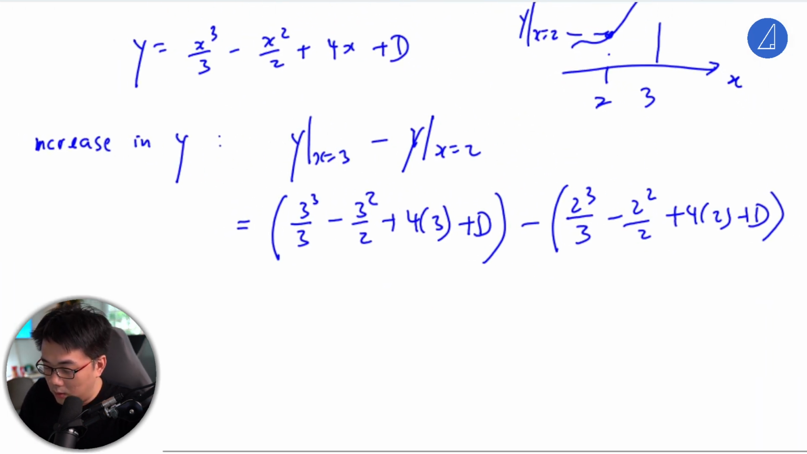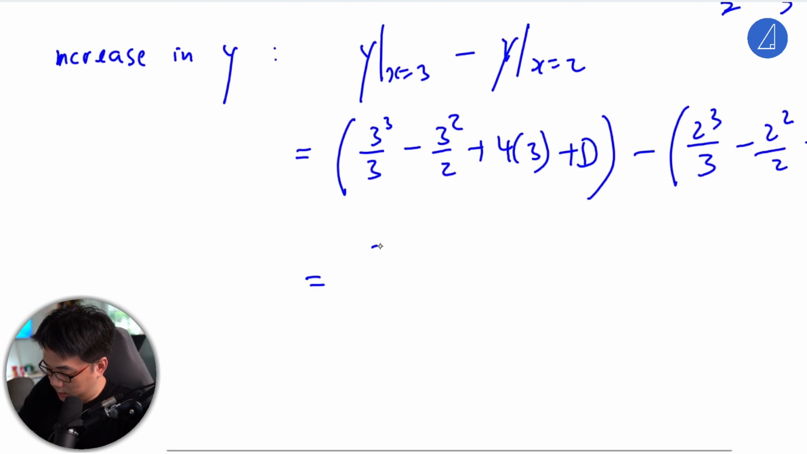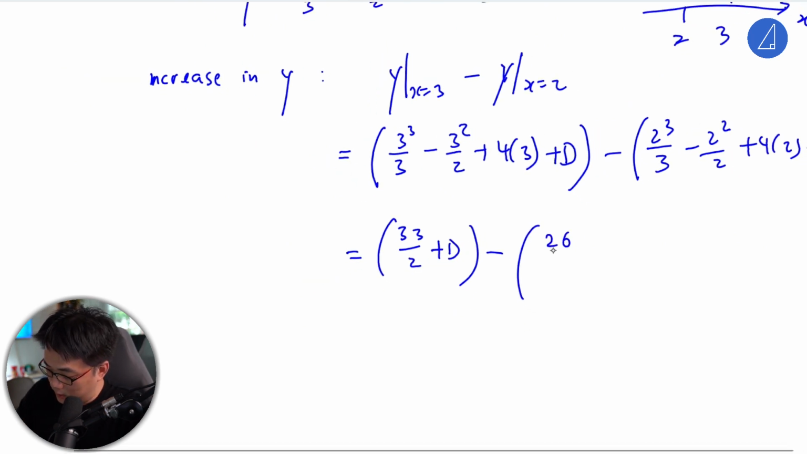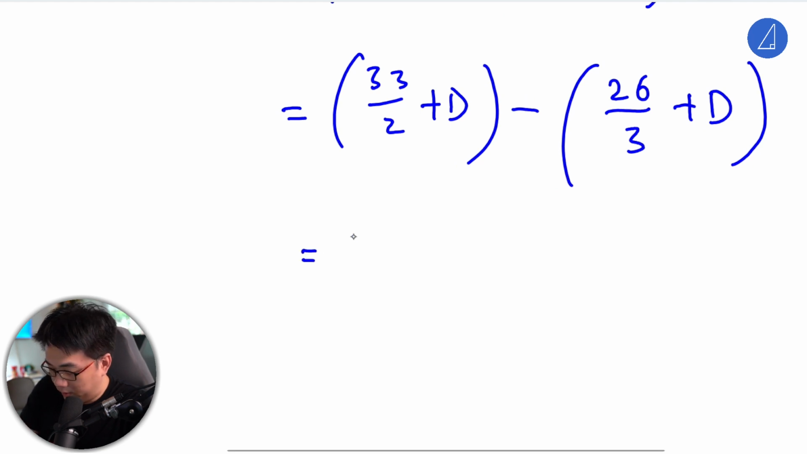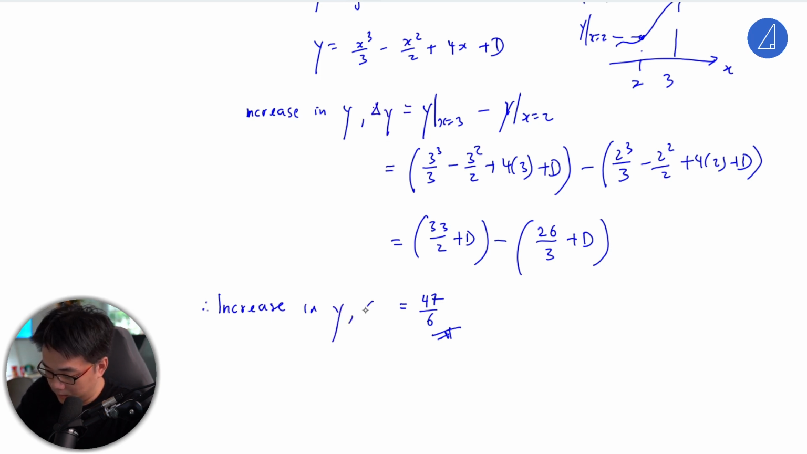Did you realize the d will just cancel off each other? Just key in the calculator. This will be 33 over 2 plus d minus 26 over 3 plus d. So the answer here will just be 47 over 6. The increase in y, you can just put it as delta y. Okay, there you go.